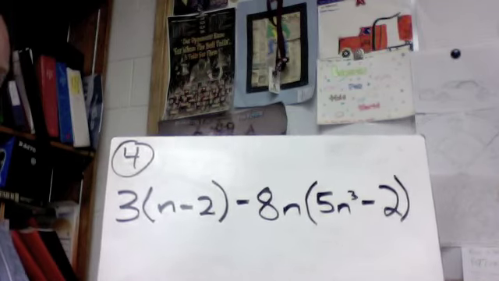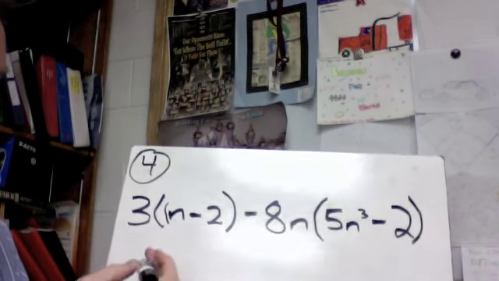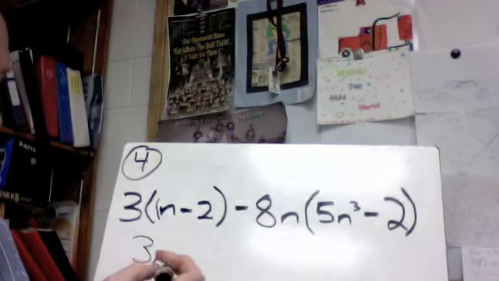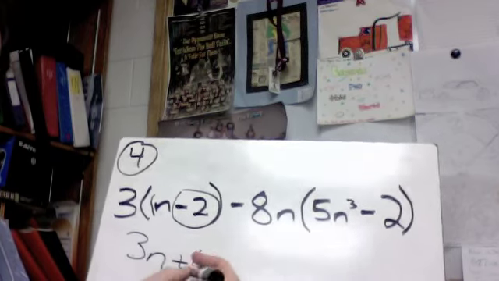For this one, I can add this 1 here to start with. 3 times 1n would just be 3n. 3 times -2 is going to be a positive 6.